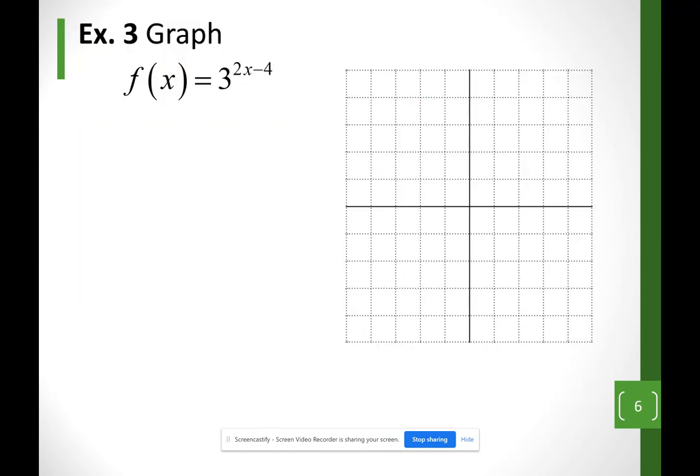Now we can also look at this example. How can I work this out? Let's come up with a table. Let's think of a table of x and y values.